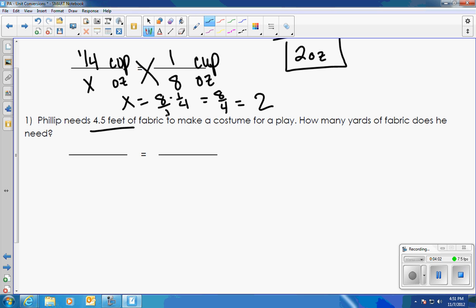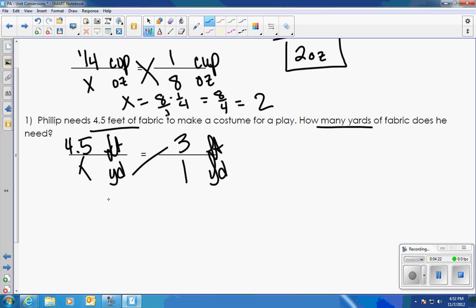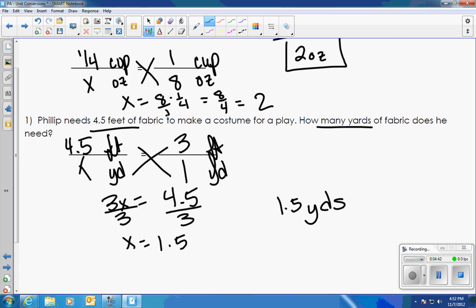Philip needs 4.5 feet to make a costume. We want to know how many yards. So we have feet and we have yards. He's got 4.5 feet, and I need to know how many yards that is. If I look on my chart, there's 3 feet in every yard, which means I'm going to end up dividing on this particular one, because when I cross multiply, I get a multiplication equation, which means I need to divide both sides by 3. And 4.5 divided by 3 is going to be 1.5. So he needs 1.5 yards.